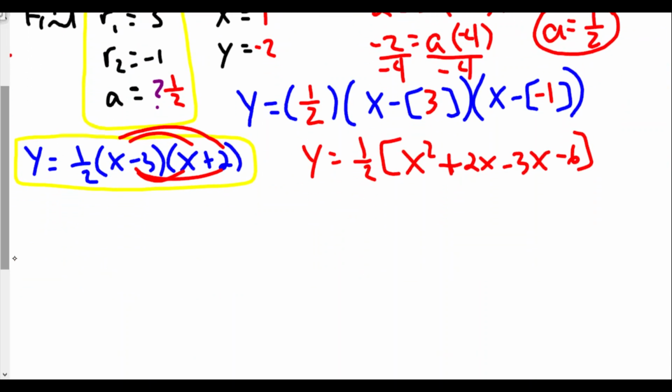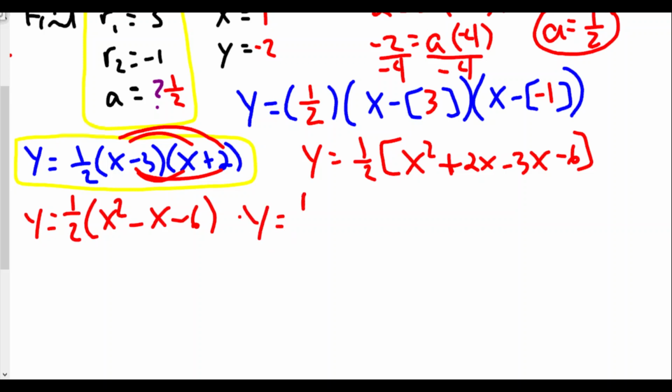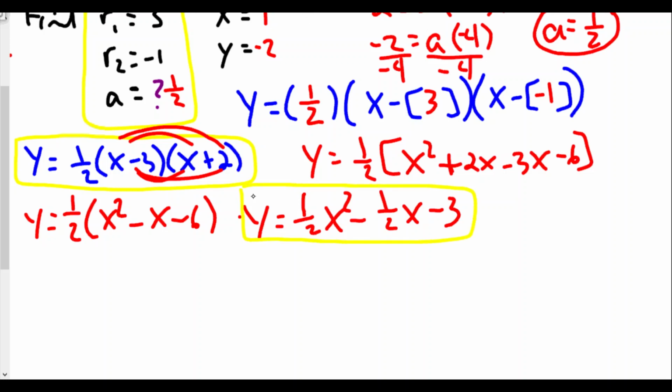Okay? And we'll combine everything together. We're going to get an equation y is equal to 1/2 times x squared minus x minus 6, or y is equal to 1/2 x squared minus 1 half x minus 3. And this will be the standard form. This is our standard form. But we still haven't done a vertex form yet.